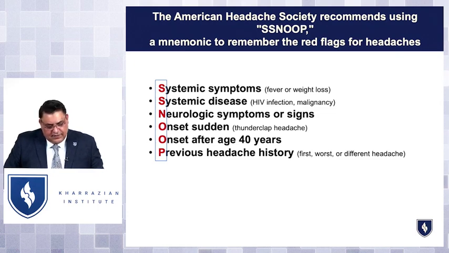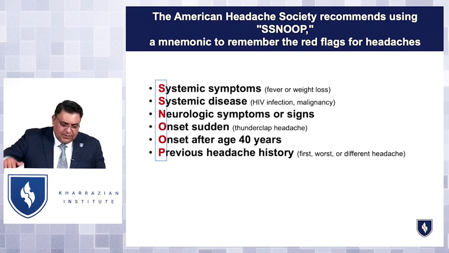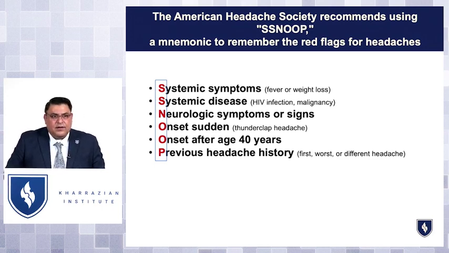Those are systemic diseases. N for neurological symptoms is they have a headache and now they also have a foot drop. They have a headache and they have slurred speech. These are things that tell you that something's more serious than just the headache, right? They may have had a stroke or something like that.